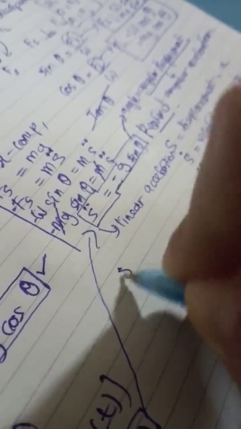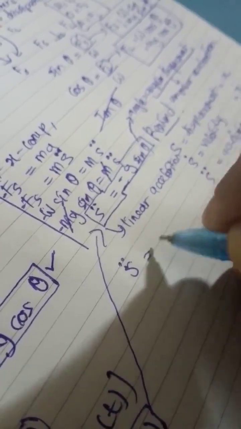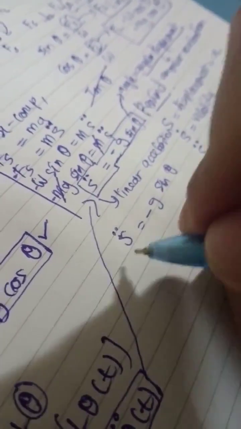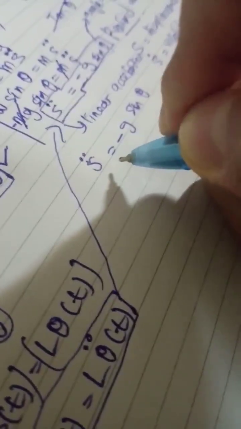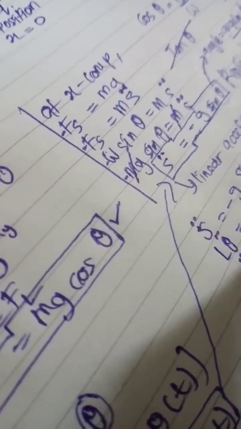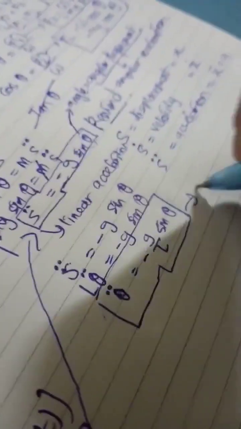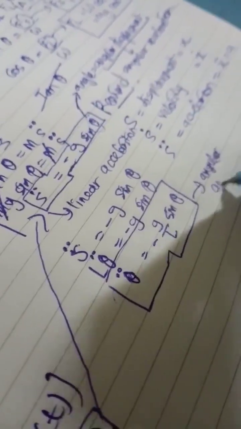Now we relate this equation to the previous one. We know that s double dot is equal to negative g sine theta. So with s double dot as L theta double dot, L theta double dot is equal to negative g sine theta, and we get theta double dot equal to negative g over L sine theta. This is how we calculate the angular acceleration.